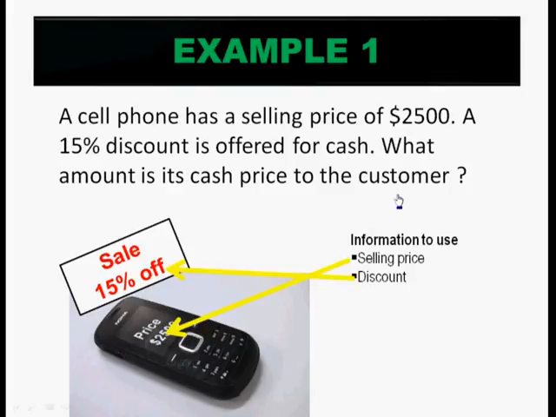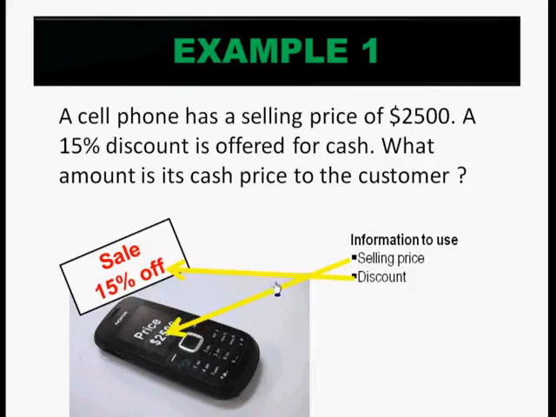Now these two pieces of information you are going to be using to find the cash price to the customer. Most times people don't know what to do with the two numbers they see there, 2,500 and 15%. Some persons think of multiplying the 15 by the 2,500, which would be wrong. Some think they would add the 15 to the 2,500, which would still be wrong. And some think they should subtract, still wrong. So what you're here to learn now is what to do with these two pieces of information.